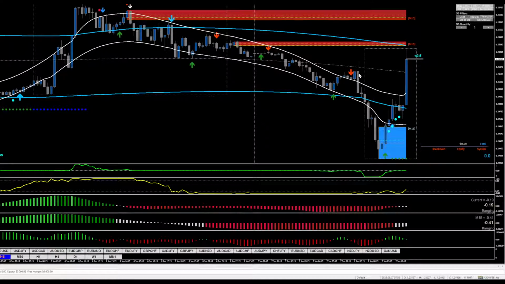That's kind of interesting though, because I never had it go all the way to the other side of the band before we get an entry. And there's no news, so I don't know why it's so, I guess, volatile. It's strange.